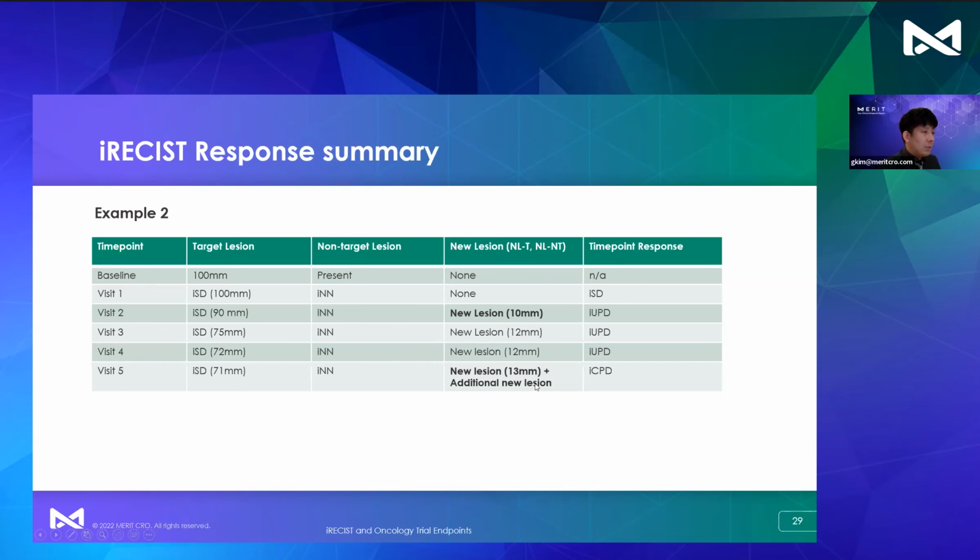But now we're seeing that an additional new lesion has been found that was not seen in any of the prior visits 2, 3, or 4. So this is an iCPD that is triggered by the new lesion category due to the additional new lesions.